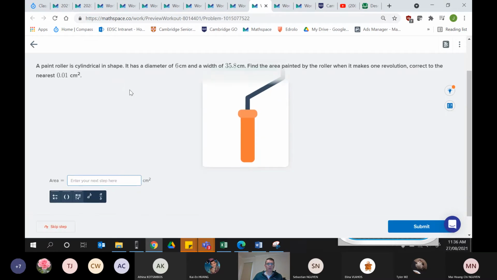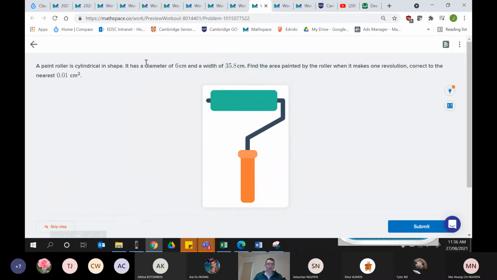Okay, loading up. Oh, a paint roller. Oh, yay, I love painting. I don't, actually. I did so much of it in my old house. A paint roller is a cylindrical shape. It has a diameter of 6 centimeters and a width of 35.8. Find the area painted by the roller when it makes 1 revolution. Correct to the nearest 0.1 centimeter.